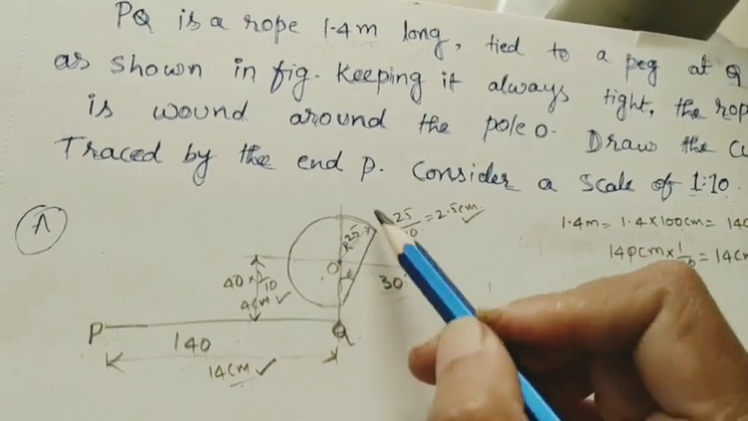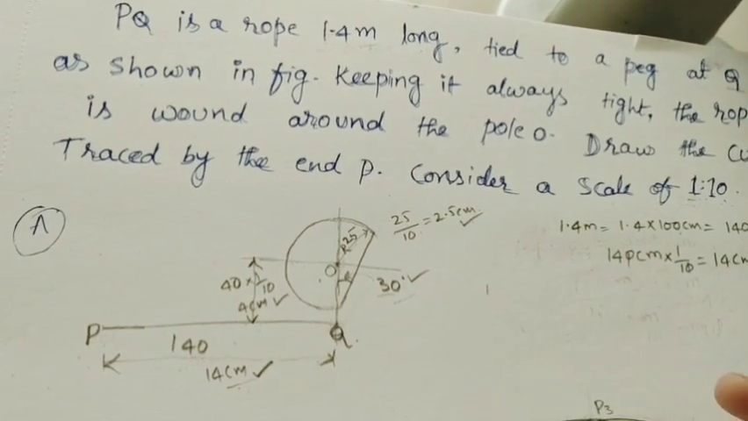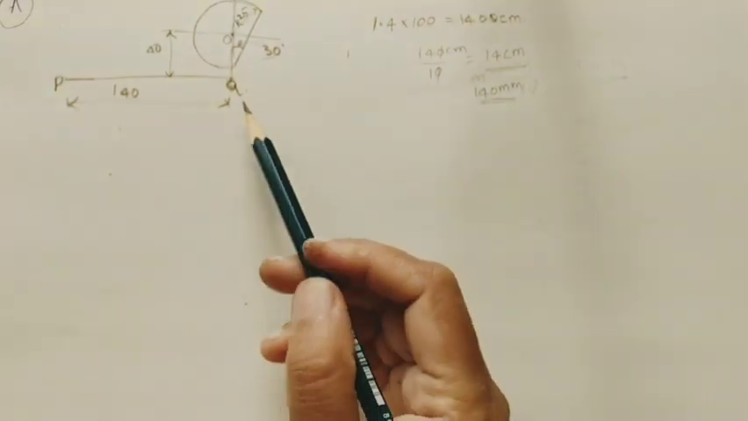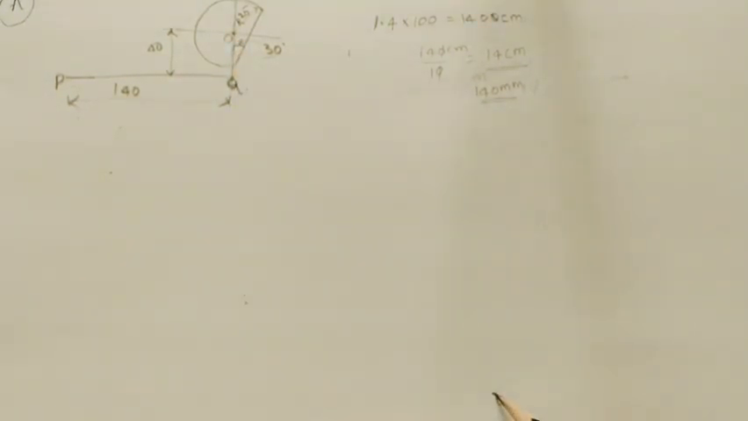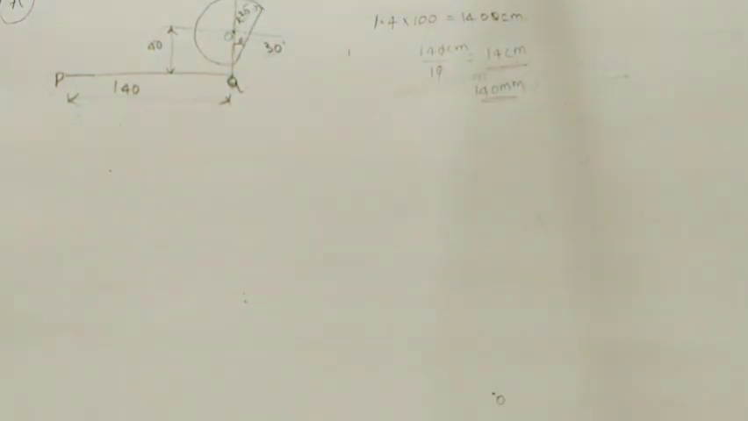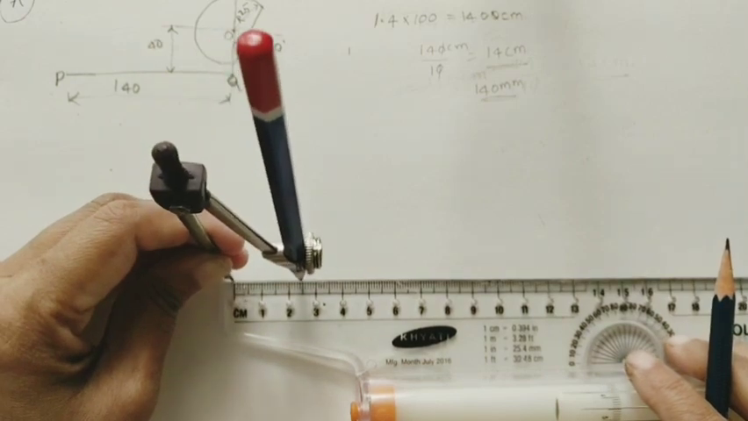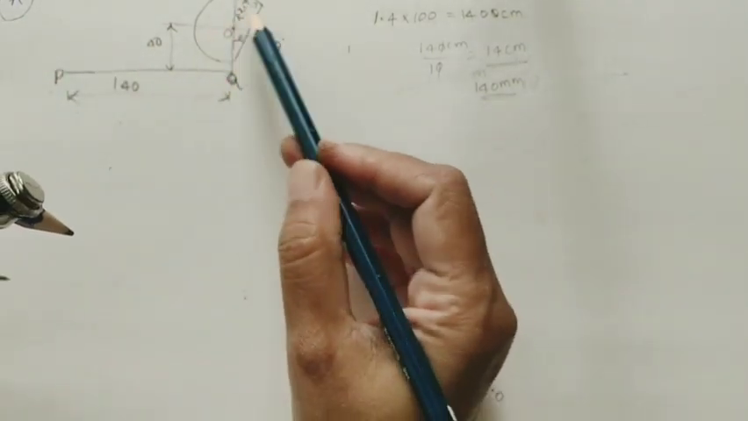Initially we will draw the circle with one point as center. Take the radius 2.5 centimeter. Let us draw the diagram initially for drawing the involute. Let us take O as center. Take the radius 2.5 centimeter by using a compass, and draw one circle like this.